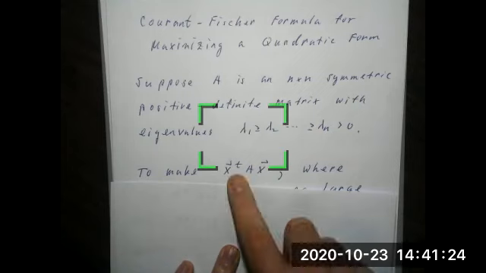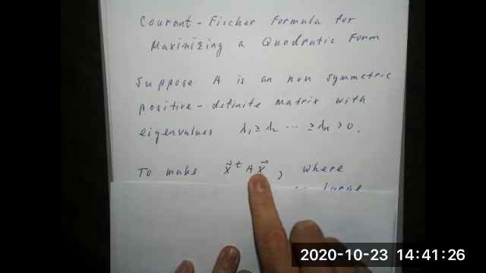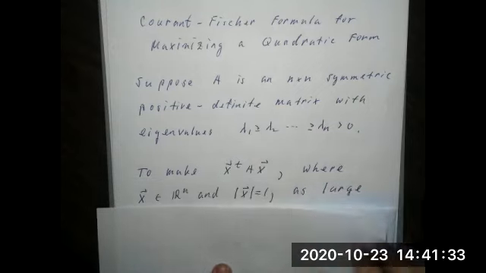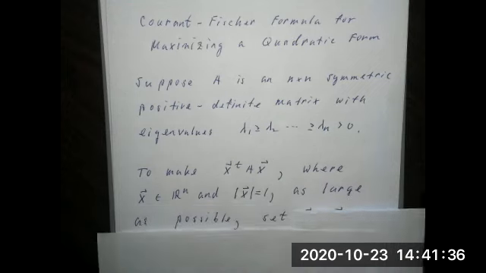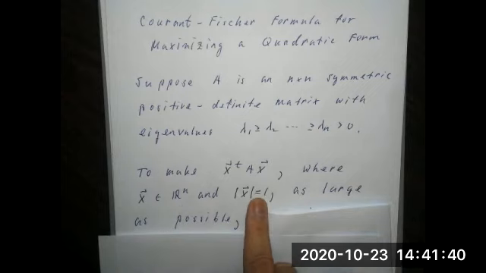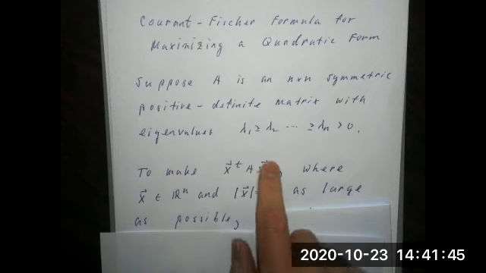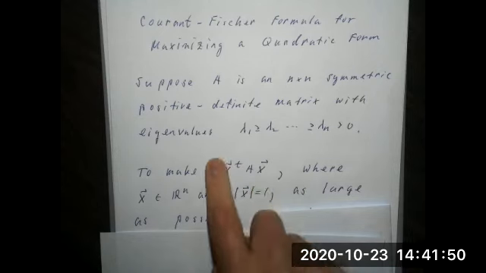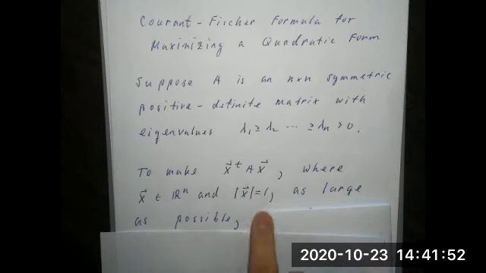Now let's focus on the quadratic form, x transpose A x, where x is a vector in n space. And let's limit ourselves to vectors x whose length is 1. Depending upon what the vector x is, this quadratic form will yield different scalar values. What we want to do is make this as large as possible, subject to the constraint that the absolute value, the length of x, is equal to 1.